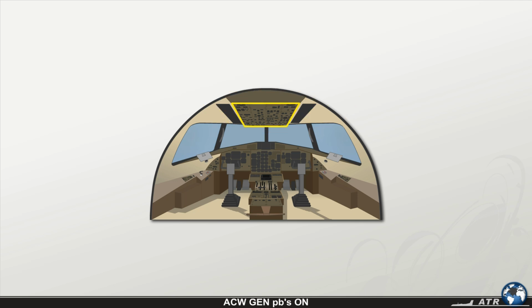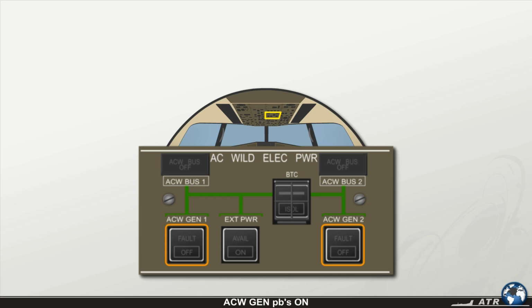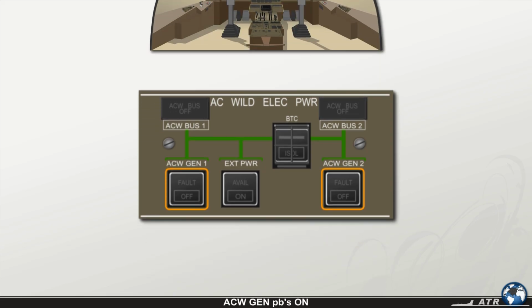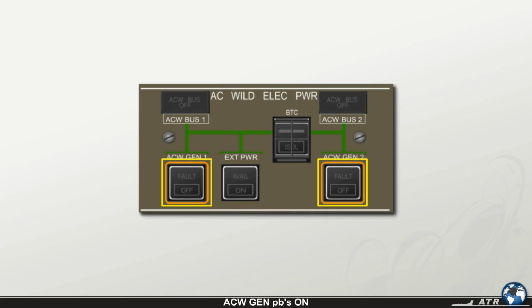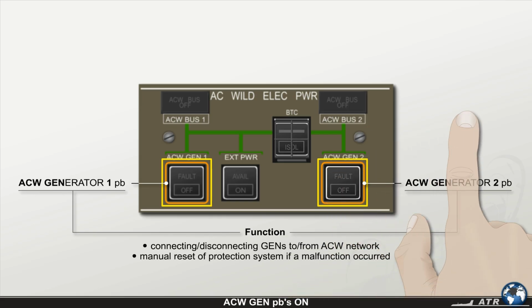Located on the overhead panel, the AC wild electrical power panel provides the main controls and indications for the AC wild electrical system. At the left and right outer positions, you'll find the AC wild generator 1 and 2 push buttons for connecting and disconnecting the generators from the AC wild network. They're also used for manual reset of the protection system if a malfunction occurred.